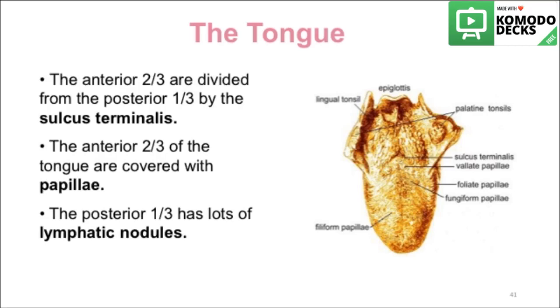The tongue is divided into anterior two thirds, which is covered mainly with papillae, and a posterior third, which is mostly made of lymphatic nodules. The divisions are separated by the sulcus terminalis.